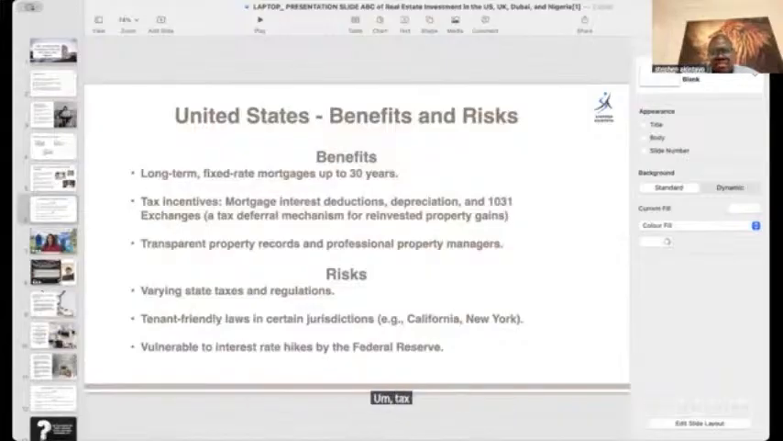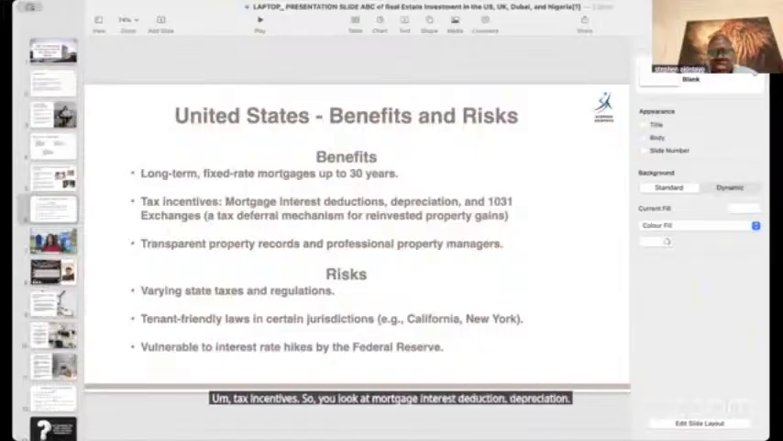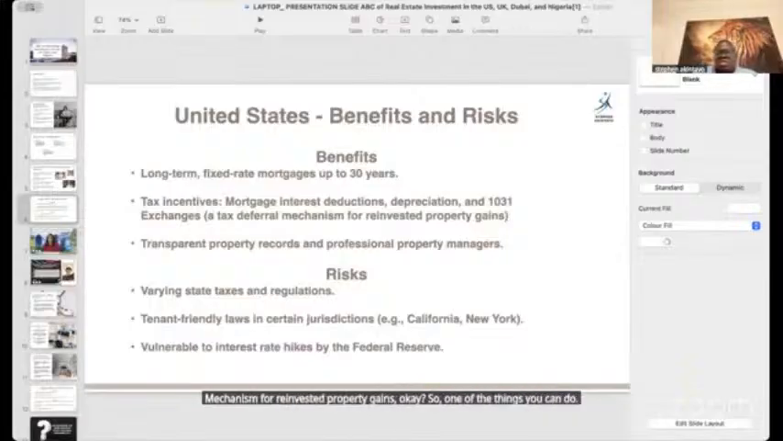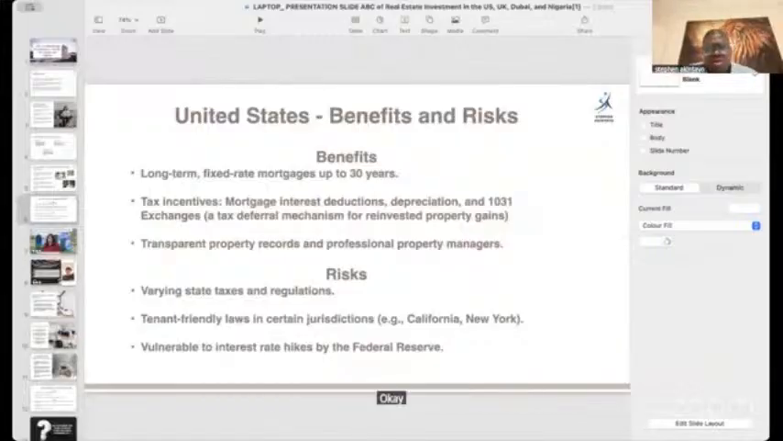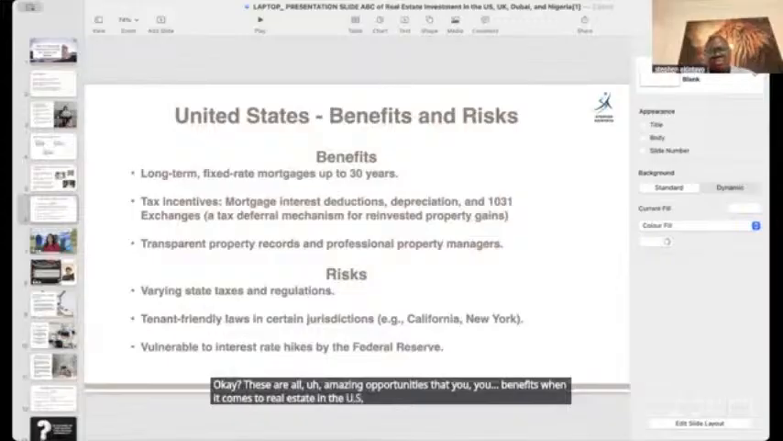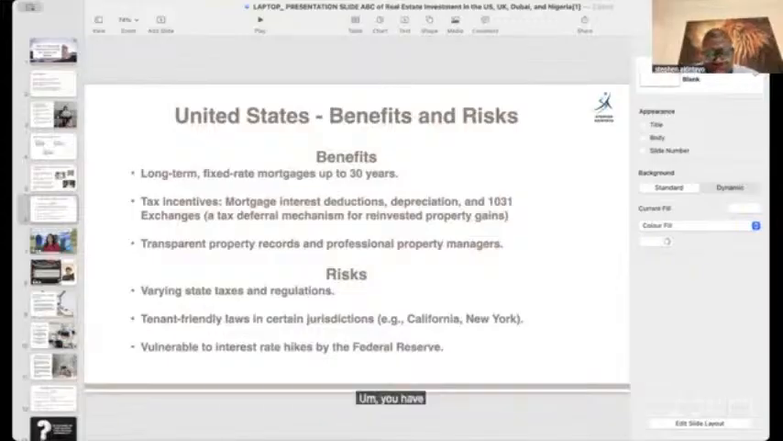Tax incentives. You look at mortgage interest deduction, depreciation, 1031 exchanges. So you have what we call a tax deferral mechanism for reinvested property gains. One of the things you can do when it comes to real estate is defer your tax and keep reinvesting that money. These are all amazing opportunities you benefit from when it comes to real estate in the US, right? You have transparent property records and professional property managers.